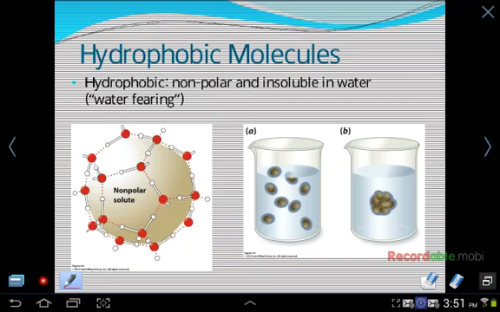Now, hydrophobic molecules are nonpolar and insoluble in water, and they're actually water-fearing. So what happens is when you try to dissolve hydrophobic molecules in water, the water actually has to orient itself and solvate the nonpolar solute in such a way that the waters will try to form hydrogen bonds with itself. And this is actually both entropically unfavorable, so we have a decrease in entropy, as well as enthalpically unfavorable, because you're trying to dissolve a non-polar solute in the water.